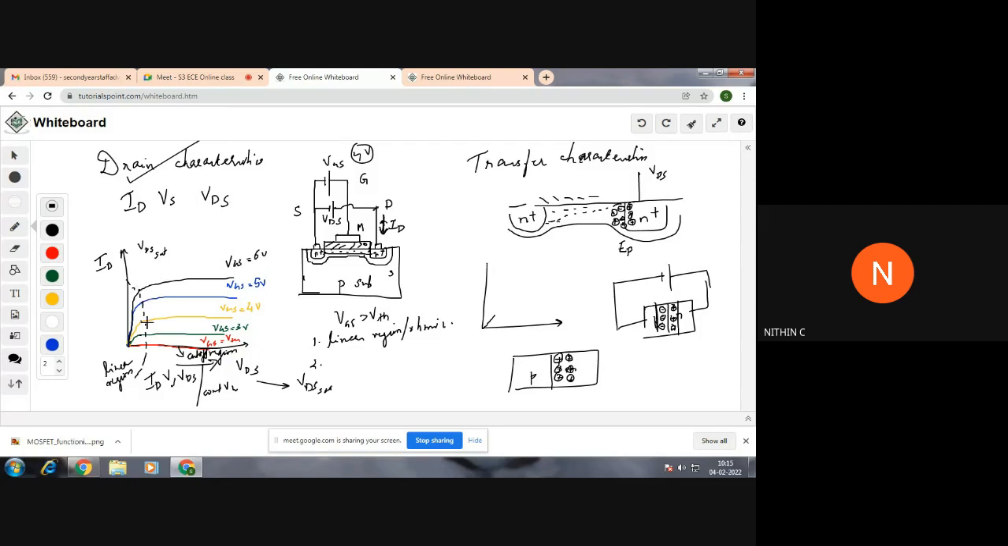Once the VDS is increased or has reached the point called VDS saturation, then you will be having a somewhat constant kind of current. Then we can say it as a saturation region. We wrote these 3 regions earlier. And the third was the cutoff region that I have already mentioned. That is when VGS is less than VTH, you have the cutoff region.